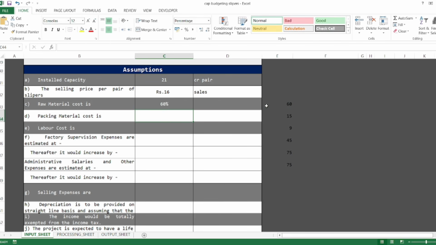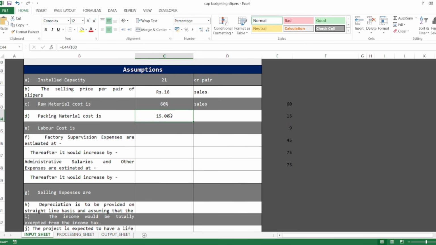So we'll select this E43 cell and divide it by 100, and we'll get 60%. In the same way, we'll change the name also, as raw material cost of the sales, and in the question it is given 60% of what, that is sales. Same will do with the packaging.